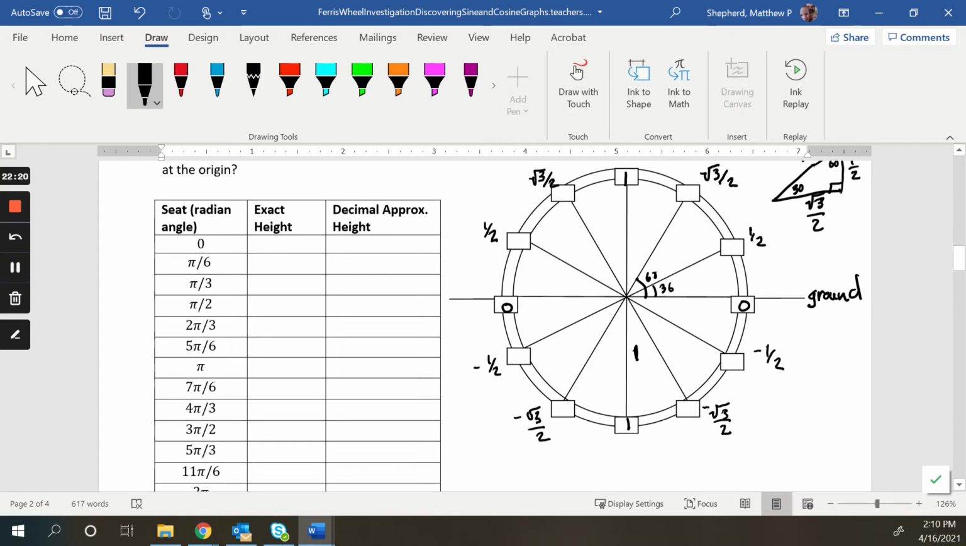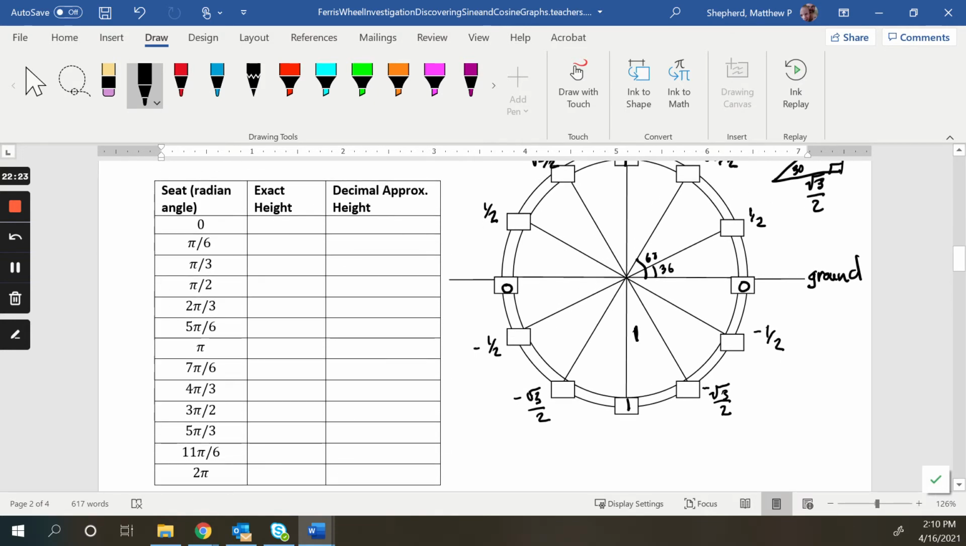Okay. All right, and so let's go ahead and start getting those heights in. So at 0, we start at 0. Then we went to 1/2. And then the square root 3 over 2. And then up at the top at 1, coming back down, we'd be at square root 3 over 2.